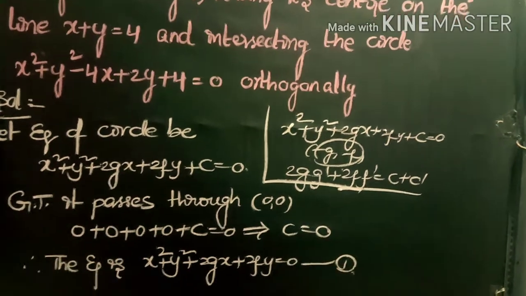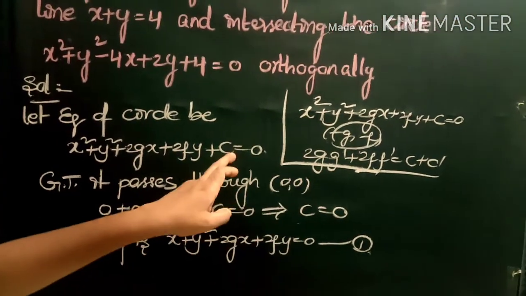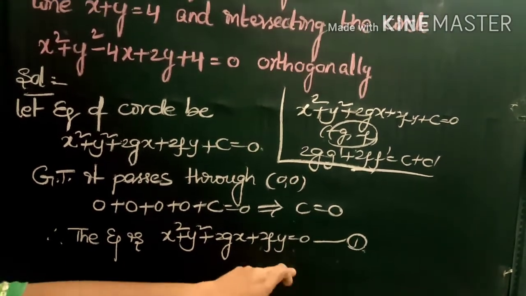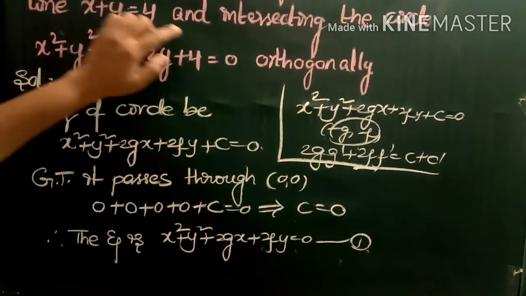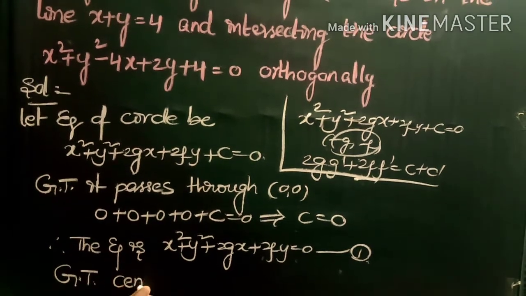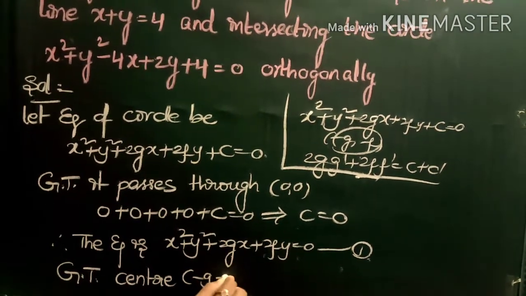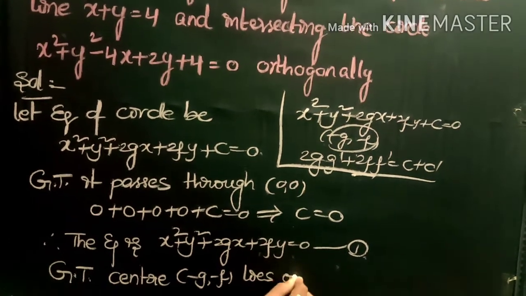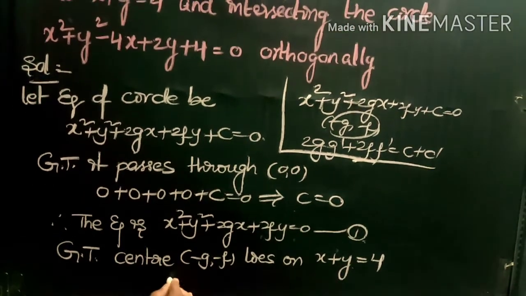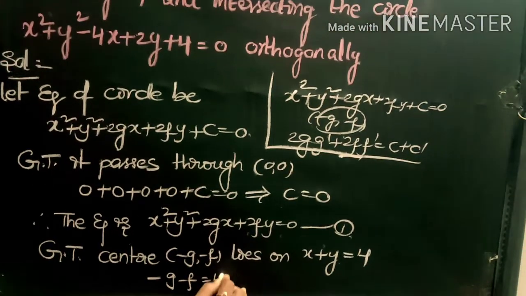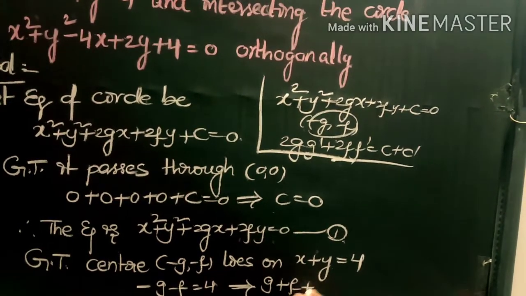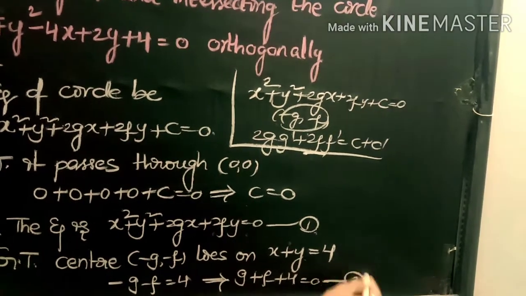So, equation 1. C equal to 0. Replacing c is equal to 0 in the above circle equation, then it becomes x square plus y square plus 2gx plus 2fy is equal to 0. We are taking this as the first equation. And second condition, center lies on the line x plus y is equal to 4. Given that center minus g comma minus f lies on x plus y equals to 4. That is, replacing the point in this equation, that is minus g minus f is equals to 4, which implies writing these two negative terms to the other side, then g plus f plus 4 equals to 0. This is the second equation.